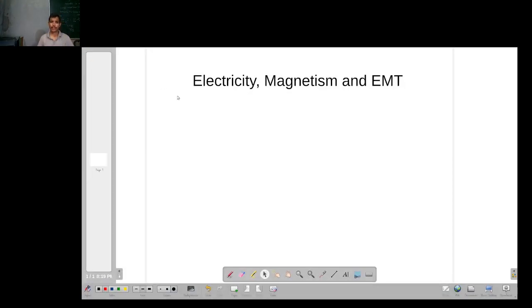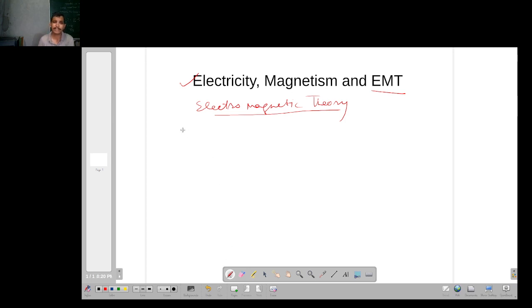So today I am going to start a new course that is on electricity, magnetism, EMT. EMT means electromagnetic theory. So before discussing this course, I am going to start with the basics of vector algebra.